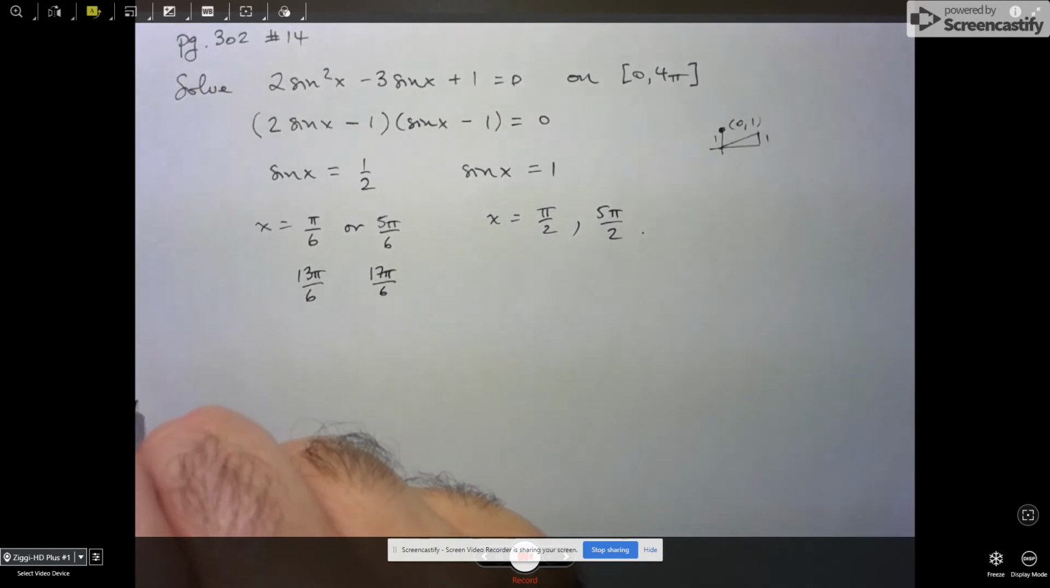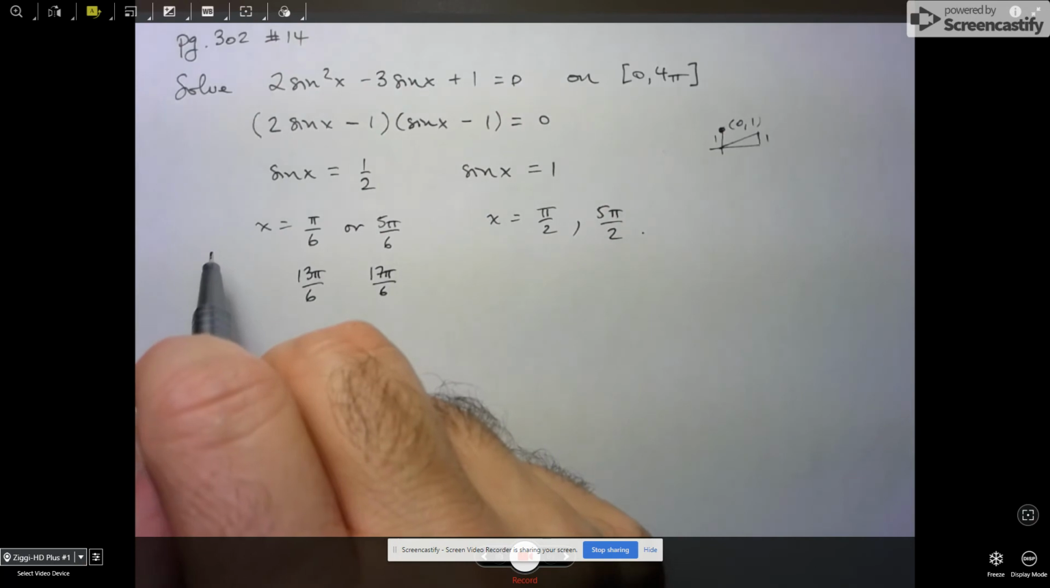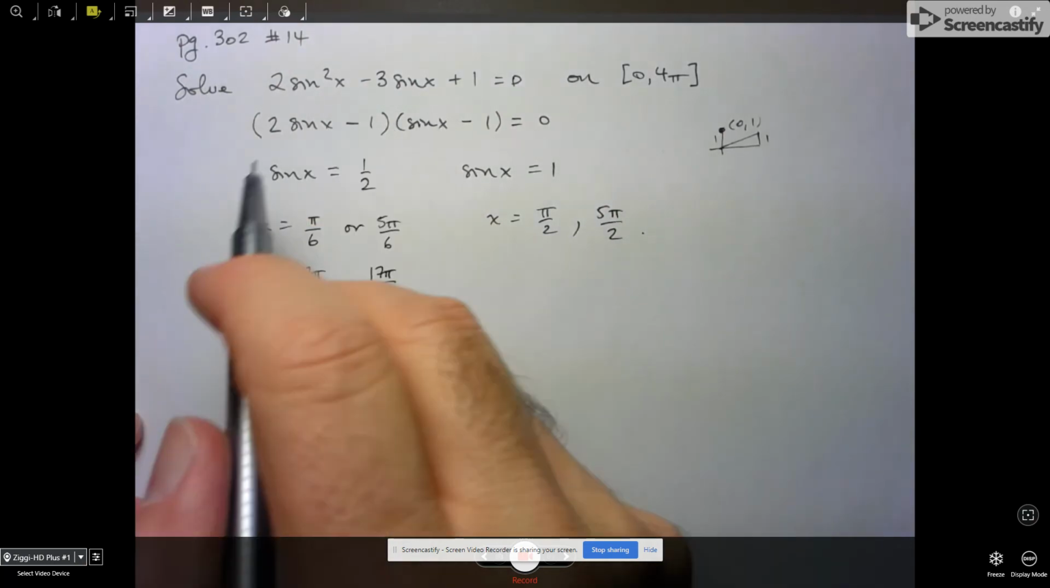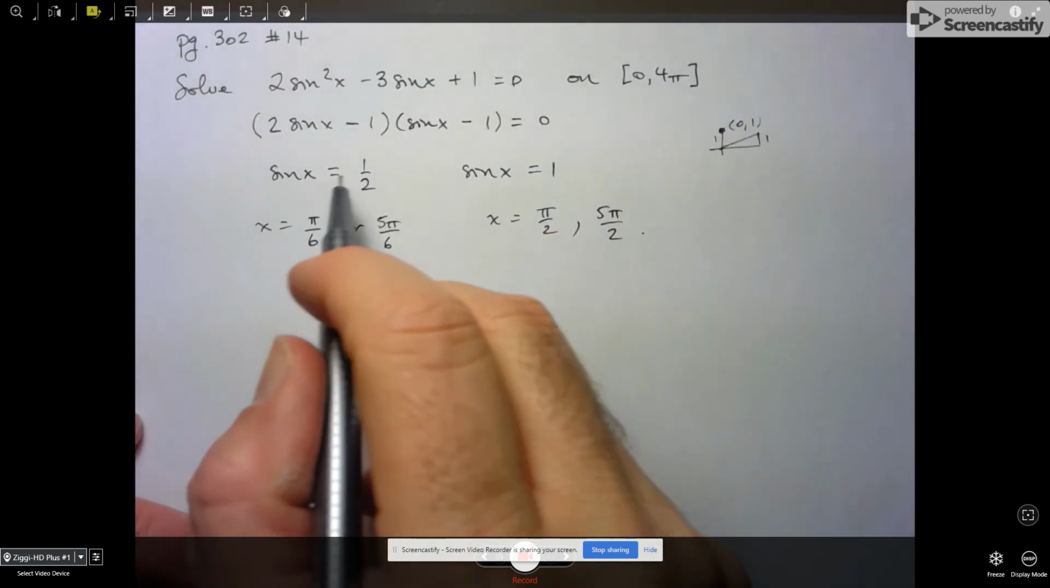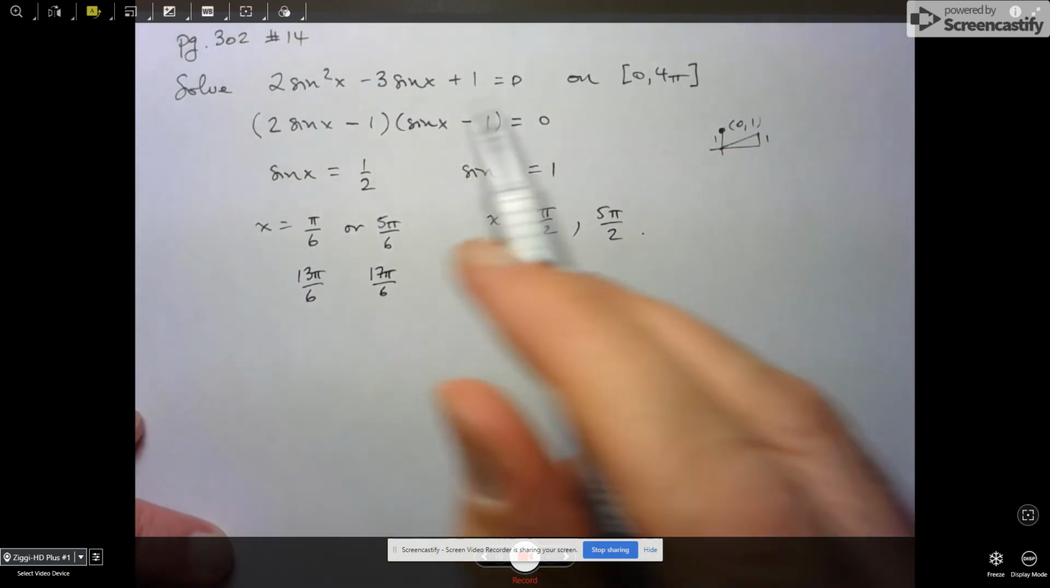Okay, just a quick recap here. Quadratic, meaning you're going to try to factor, which we were able to do. And in the end, the two equations that resulted from that both related to special angles on the Cartesian plane. Okay, that's it for this one.